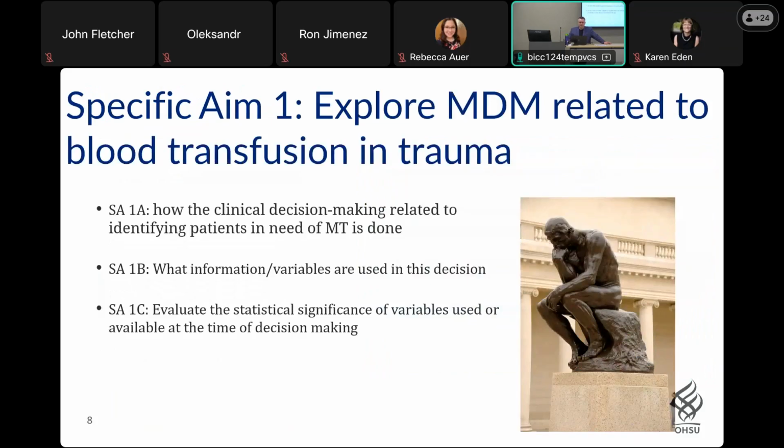Diving into specific aim number 1. I was exploring the medical decision-making related to the blood transfusion in trauma. First, I wanted to see how the decision is made, how we identify the patients. Second, I wanted to see what information specifically goes into the decision. Information sometimes means variables we can measure, sometimes not. And the last point in that aim was to make the statistical evaluation of the variables going in.